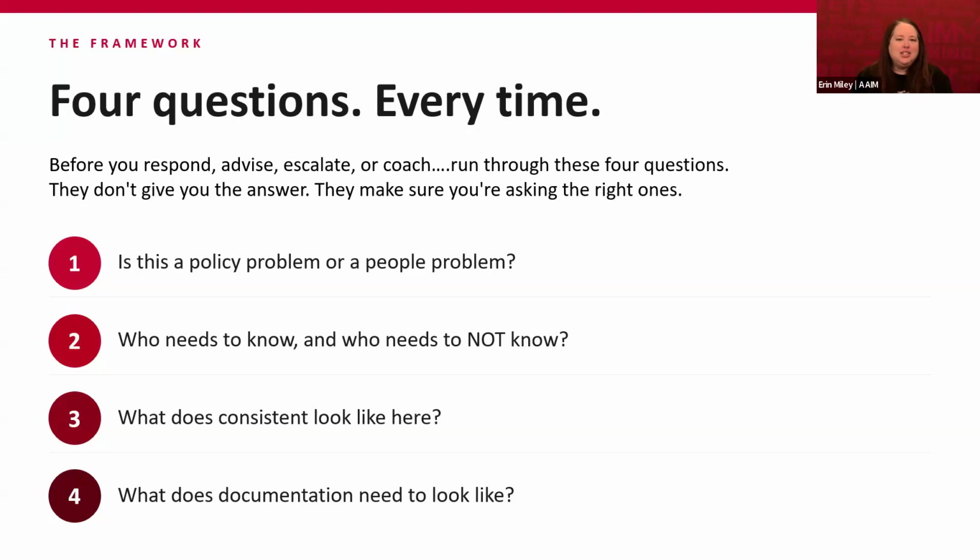What does documentation need to look like? Not did we document, but did we document the right things? If we don't know what we need to have in writing, then we may be putting something that is unnecessary and now discoverable for attorneys. And then also, maybe we didn't document the actual thing that we actually need. So keeping in mind these 4 questions right out the gate will help slow down those react options.